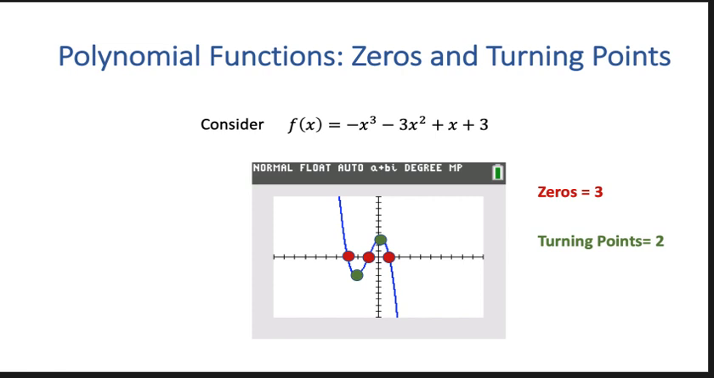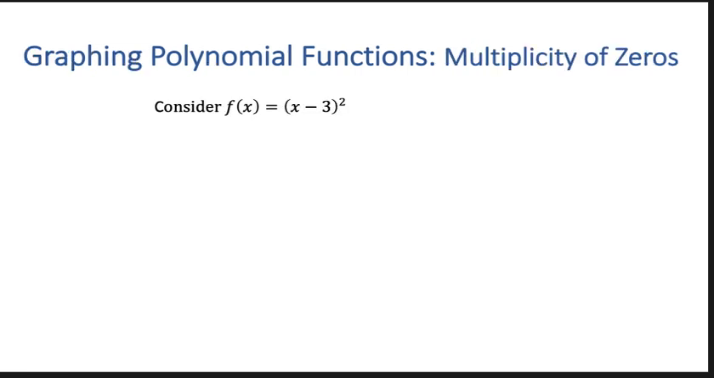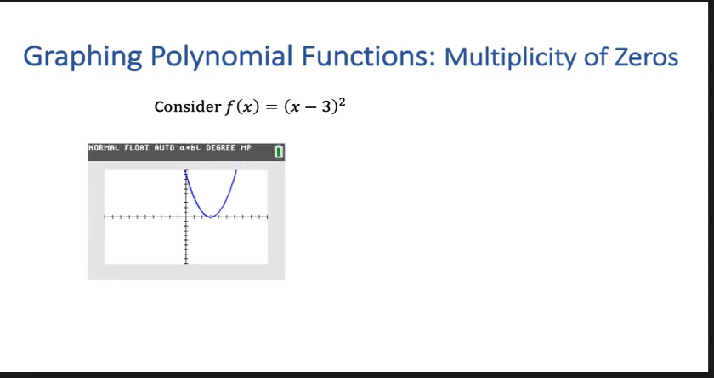Okay, now switching focus. We're going to talk about the multiplicity of zeros. So I want you to consider the function f of x equals (x minus 3) squared. This is a quadratic function, and you should know from last chapter what this would look like if we graphed it. It's the graph of x squared shifted 3 units to the right. Looks like this. Now, the degree of a quadratic function is 2.